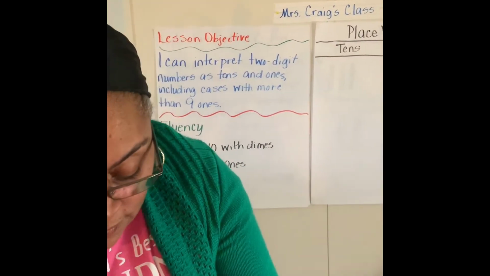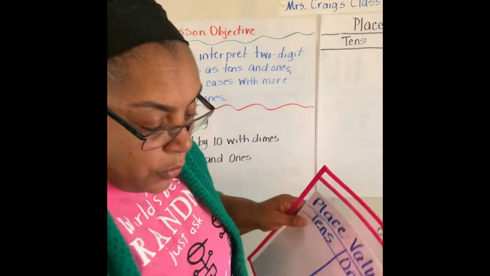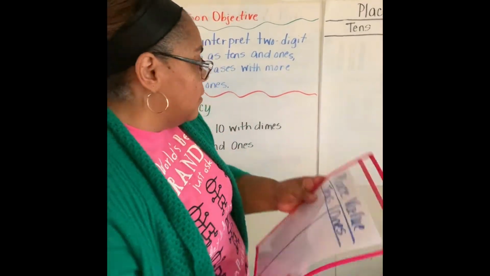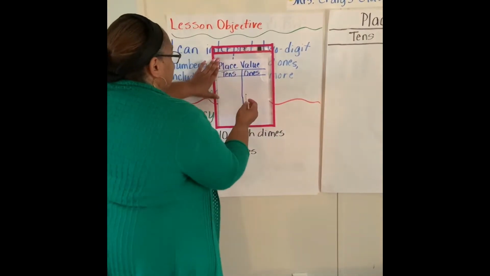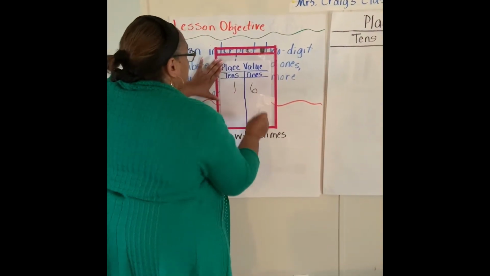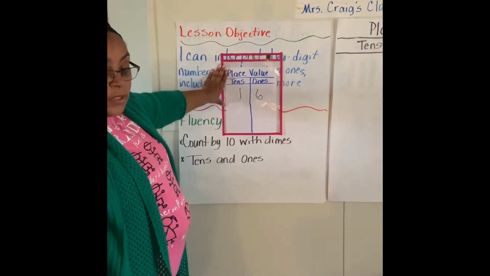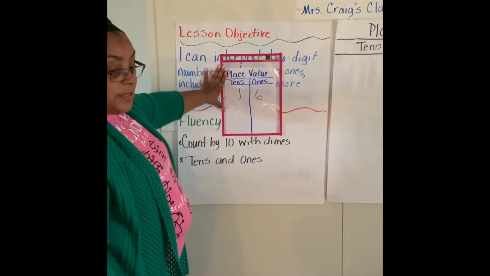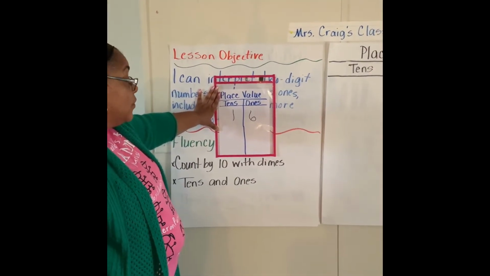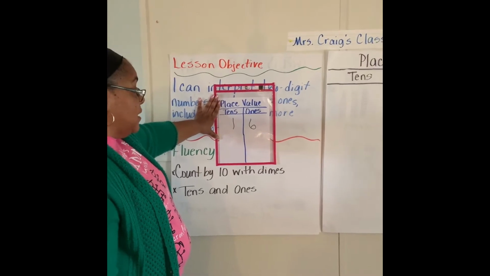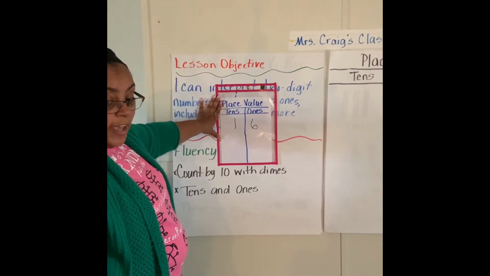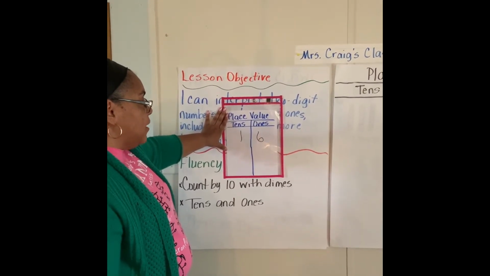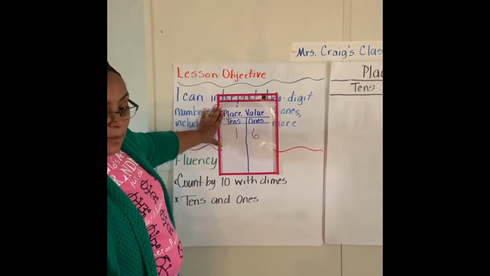Okay, now what we're going to do is work with tens and ones. Let's look at this. Let me get my board. I'm going to show you a number, and you're going to tell me how many tens and how many ones. Okay, our number is what, boys and girls? Okay, our number is 16. How many tens do we have in 16, boys and girls? Very good. We have 1 ten in 16. And how many ones do we have, boys and girls? We have 6.